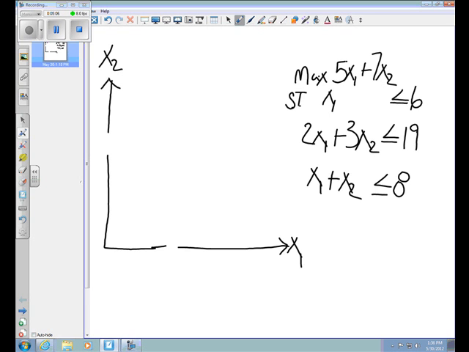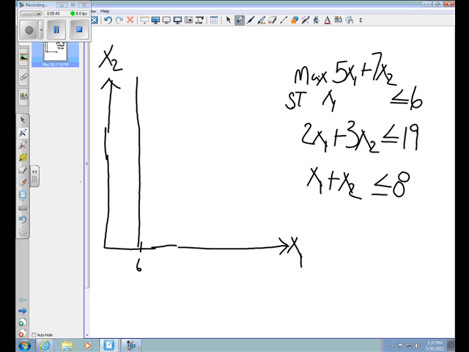So let me reconnect the lines here. Now the first thing I have to do is graph each of these constraints. So this first constraint, x1 is less than or equal to 6. That's going to be a vertical line, because we're going to pick a spot where x1 equals 6, and we're going to draw a line on every dot on this graph where x1 equals 6. So that's going to be a vertical line that looks something like that, because every dot on that line, x1 equals 6.